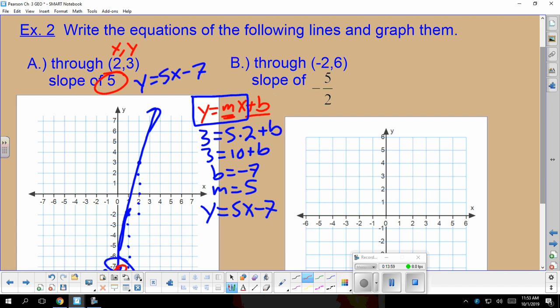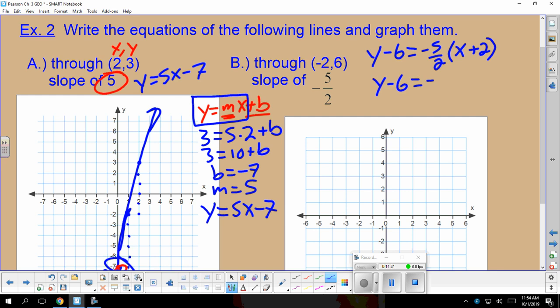Through (-2, 6) with a slope of -5/2. All right, so let's go ahead and find the equation of the line using point-slope form this time. So I have y minus 6 equals -5 over 2 times x minus negative 2, which is plus 2. Now I'm going to go ahead and distribute. So I have y minus 6 equals -5 over 2 x.